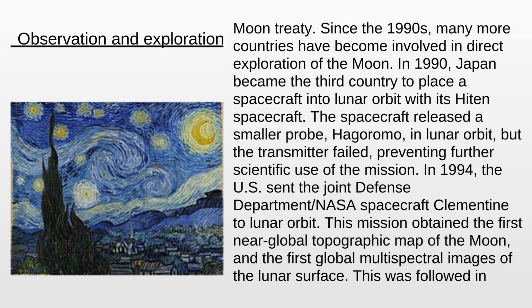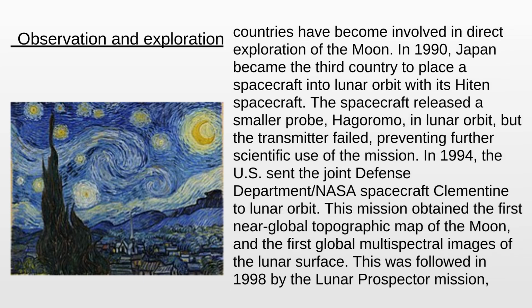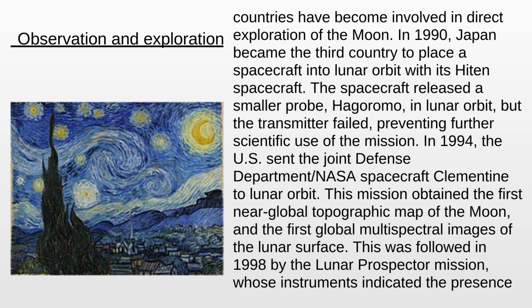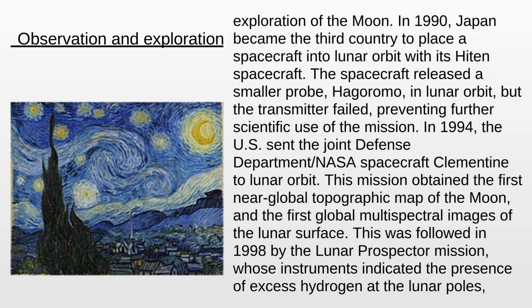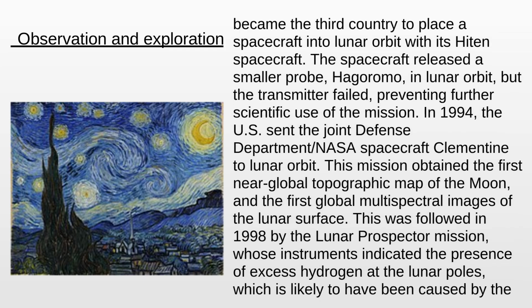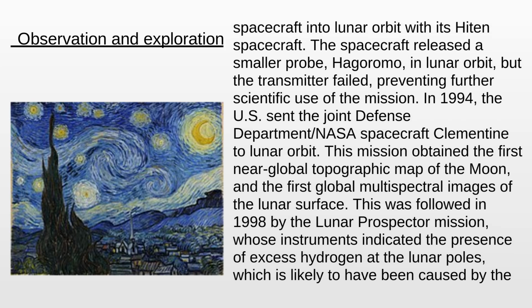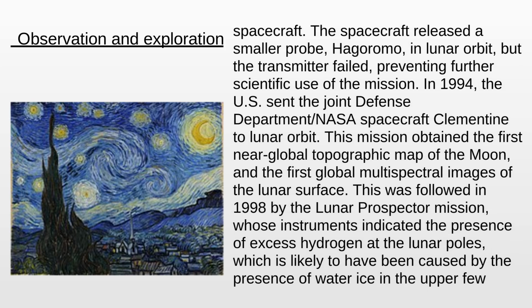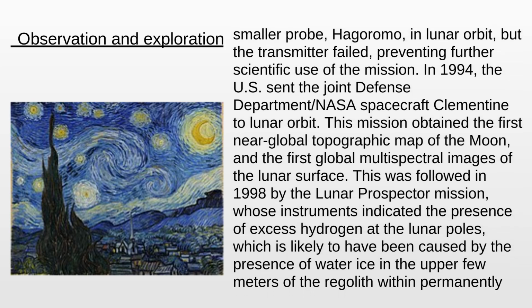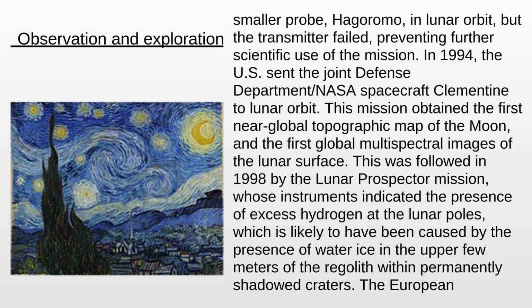In 1990, Japan became the third country to place a spacecraft into lunar orbit with its Hiten spacecraft. The spacecraft released a smaller probe, Hagoromo, in lunar orbit, but the transmitter failed, preventing further scientific use of the mission.